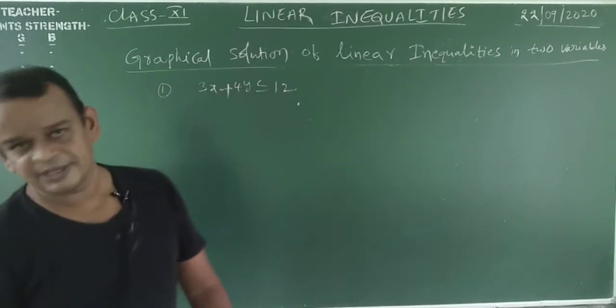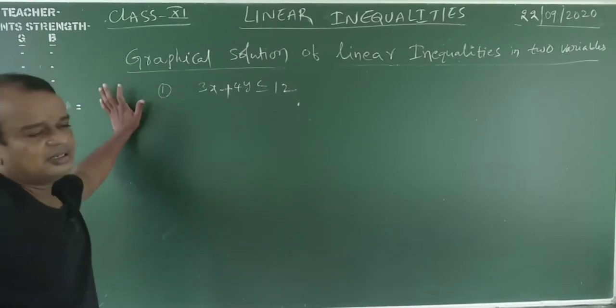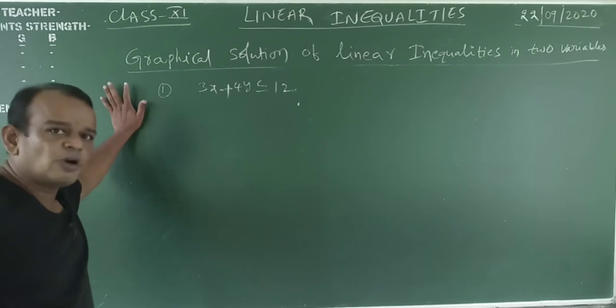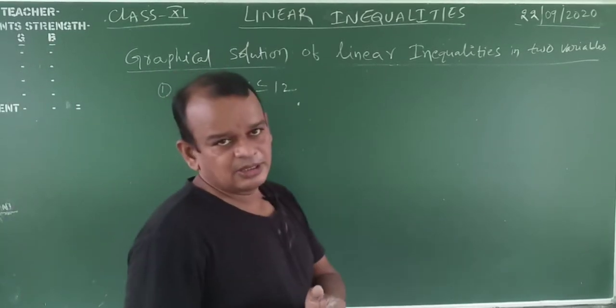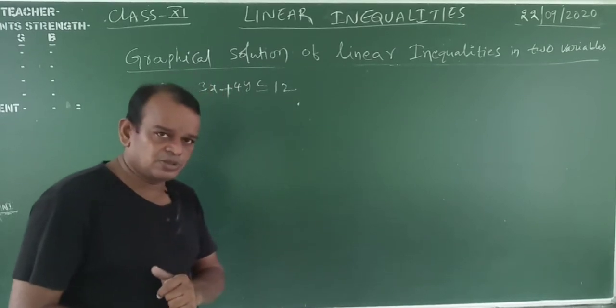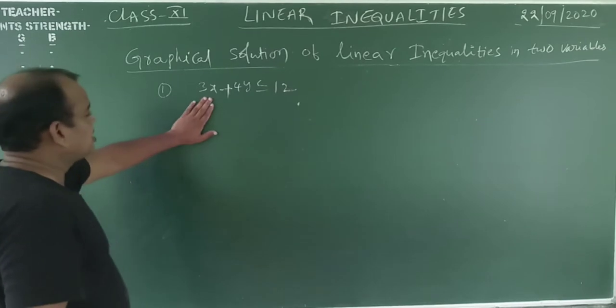Okay, my dear students. Now how to draw the graph? First we draw the graph. After that, what is the solution? You will find the region. How to find the region of the solution? Which point satisfies the solution? Okay, satisfies. Now first we will take the equation.